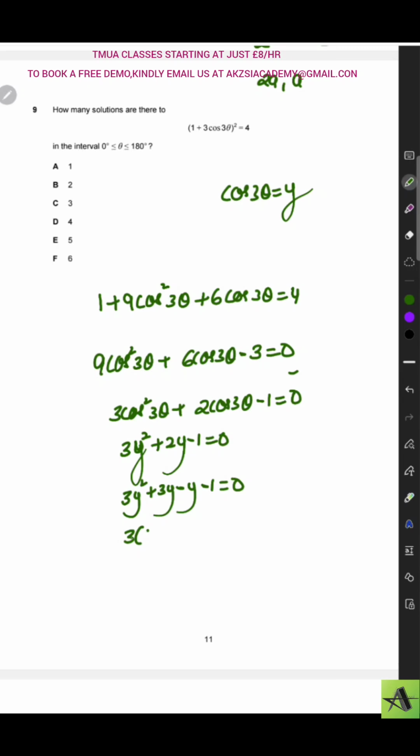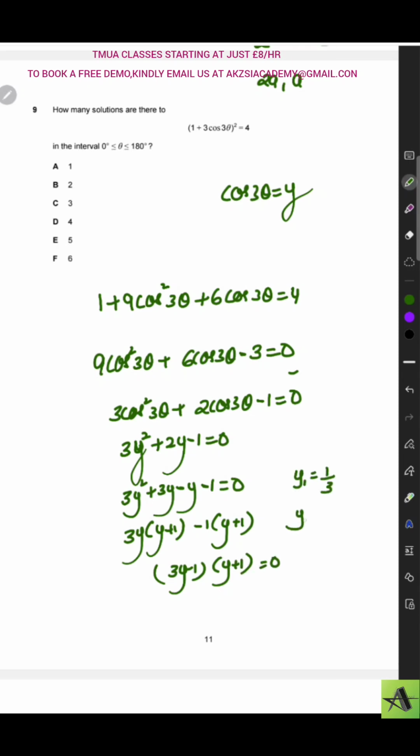Taking 3y out as common, this will give me y plus 1, and here minus 1 is common, y plus 1. So the two factors are 3y minus 1 times y plus 1 equals 0. That means y1 is 1 by 3 and y2 is negative 1. Because we substituted the value of y as cos 3 theta, cos 3 theta equals 1 over 3, or cos 3 theta equals negative 1.